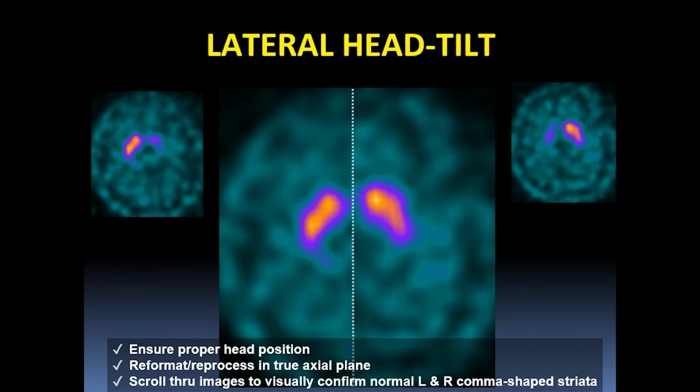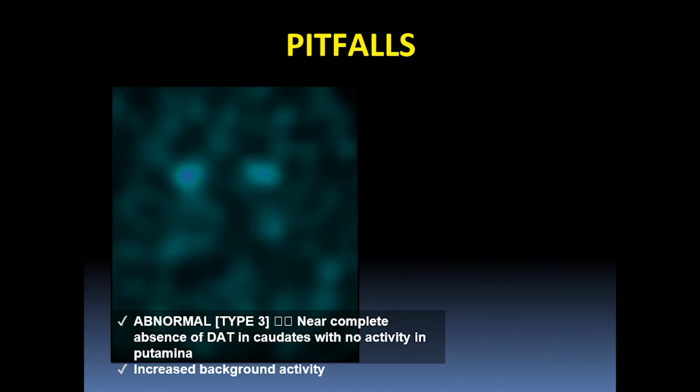So here's another pitfall. You see this? Well, we're down to just two diminutive period shapes here in the caudate.